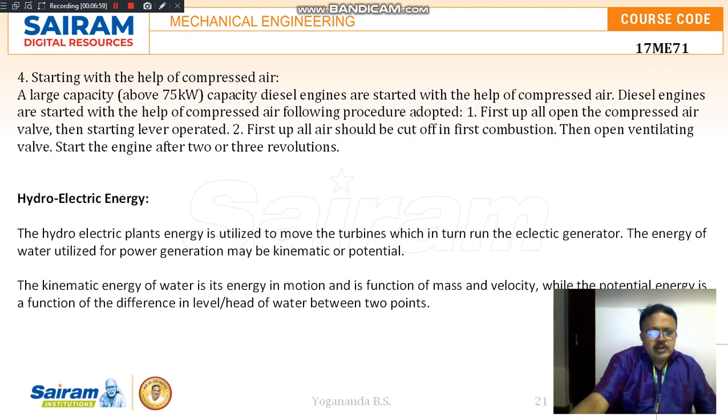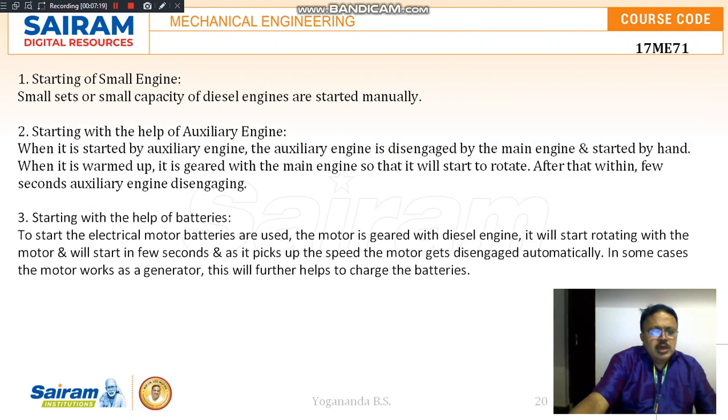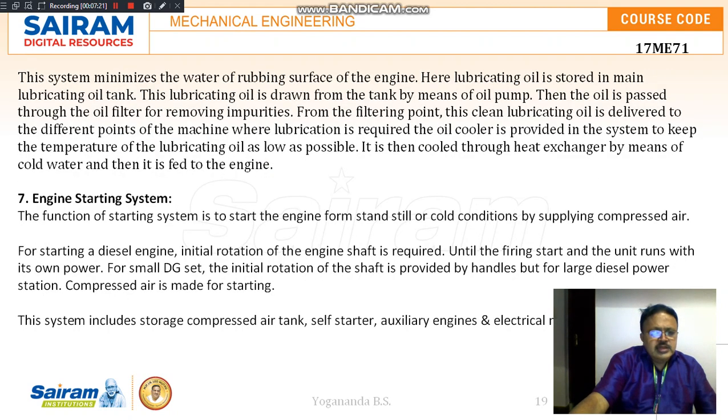First of all, open the compressed air valve, then the starting lever is operated. Then all the air should be cut off at the first combustion, then open the ventilating valve, then start the engine after 2 or 3 revolutions. This is how the diesel engine will get started.